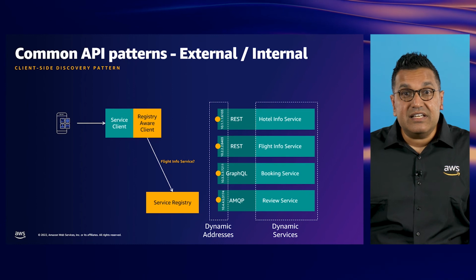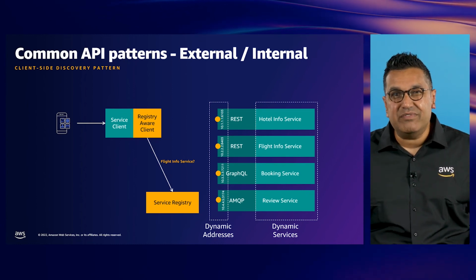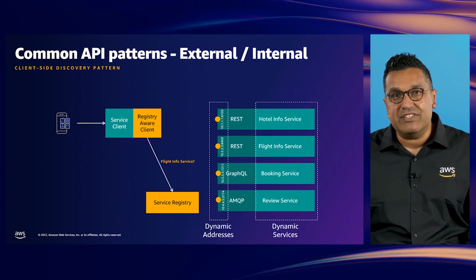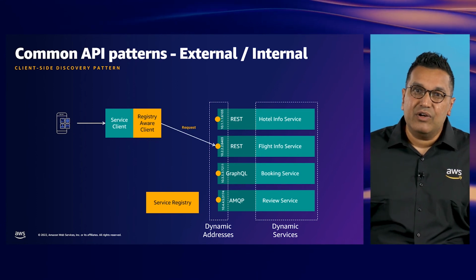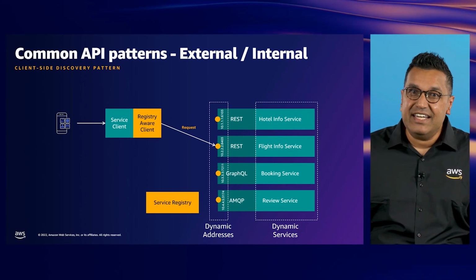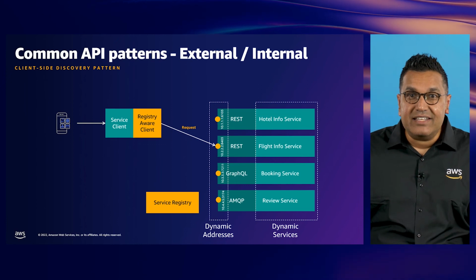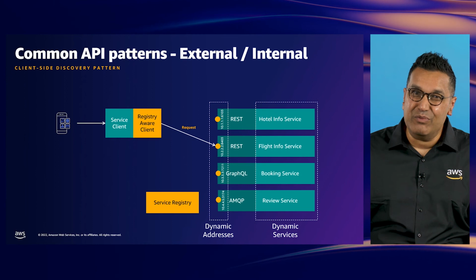The service client has a sidecar registry-aware client. This is a type of proxy that first checks the service registry for the location of the service, in this case, the flight info service. Once the registry-aware client knows the location of the service, it can route the request to the location of the service. This pattern solves the problem of service discovery with APIs, but introduces a few more.